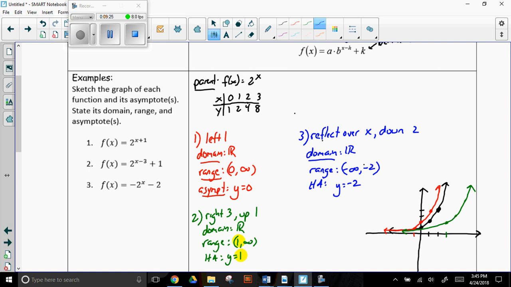And so now we go through this process. So I'm going to start at that point 0, 1, flip it over the x-axis, and then shift down 2 spots. Reflect over the x-axis, shift down 2 spots.